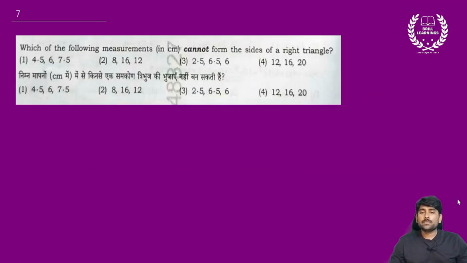The following measurements in centimeters cannot form the sides of a right angle triangle. A right angle triangle means the Pythagoras formula should be followed here. So what is the Pythagoras theorem? The sum of the squares of the smaller sides is equal to the square of the hypotenuse. Whatever the largest value among the three is, treat that value as the hypotenuse. Let's check all these options one by one.